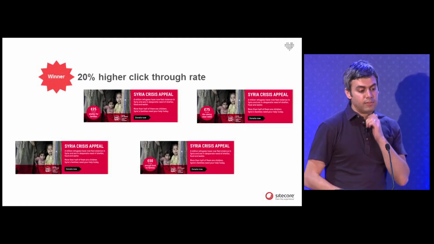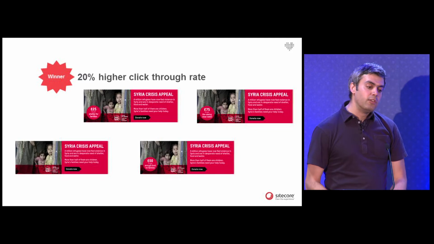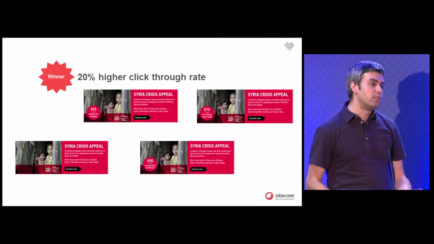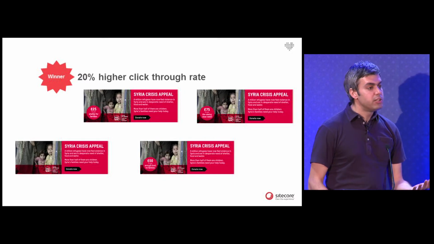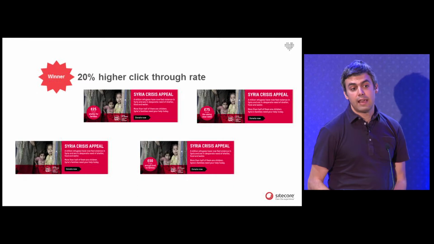So one of the examples, and this was run by Oxfam themselves, was looking at the Syria appeal, understanding what the motivators are and what the triggers are to get somebody to donate. Is it the message? Is it the monetary amount? These are all things that you can only really find out through testing.